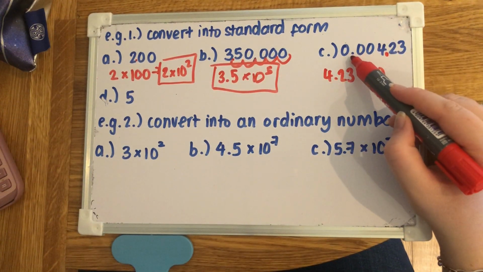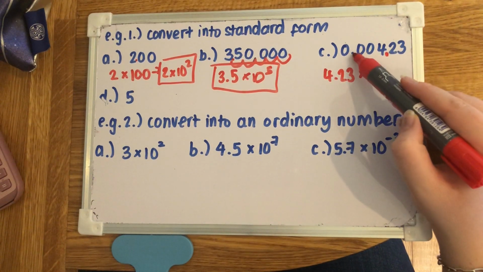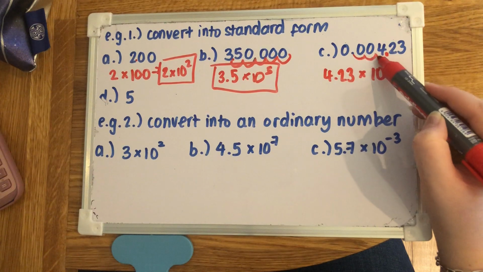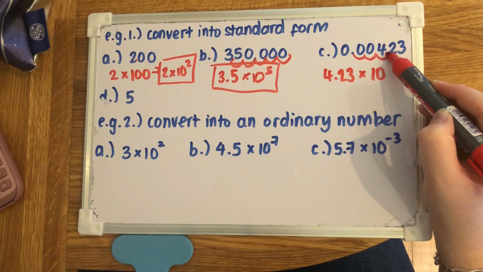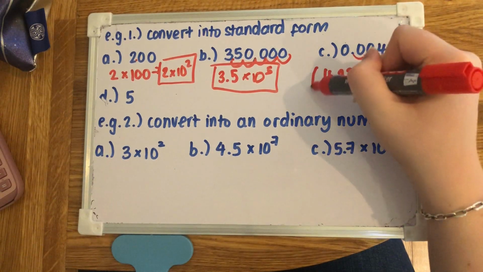So you always start off with either the end of the number or start at the decimal point that's already there. So 1, 2, 3 places. Now because the number's getting smaller, it's going to be -3.